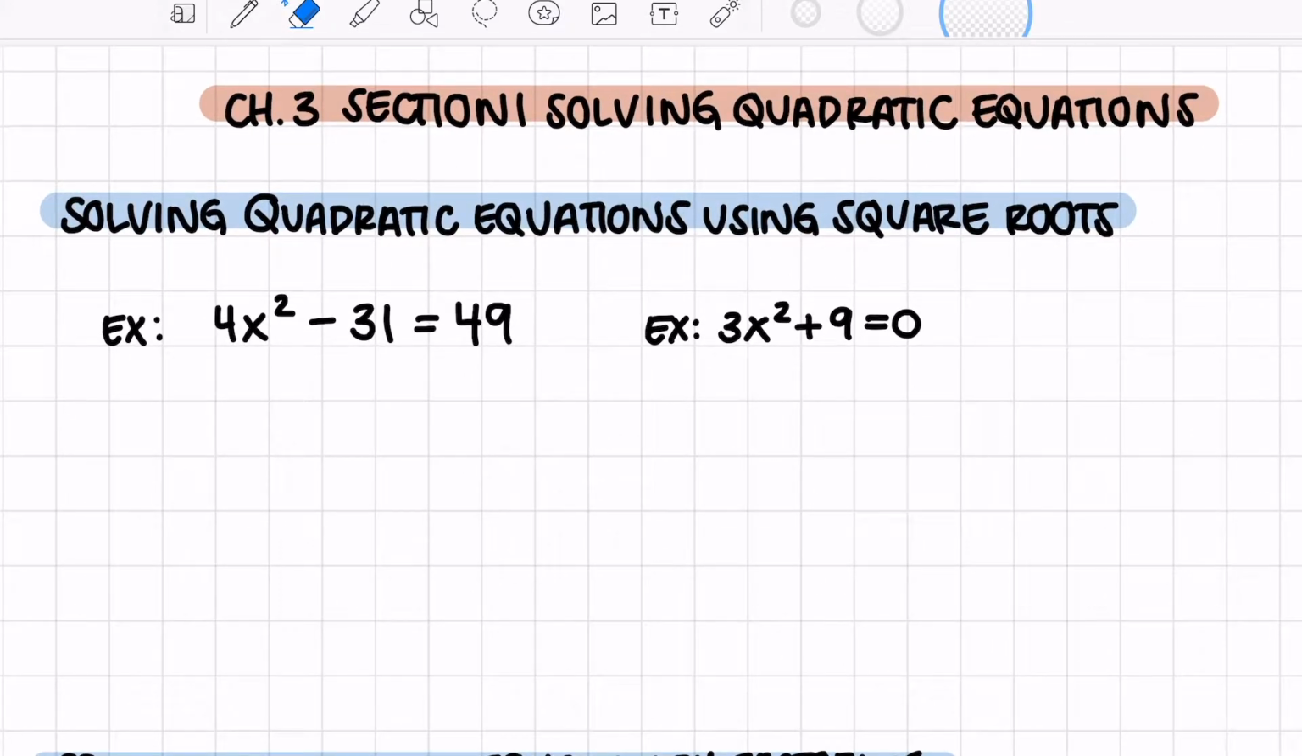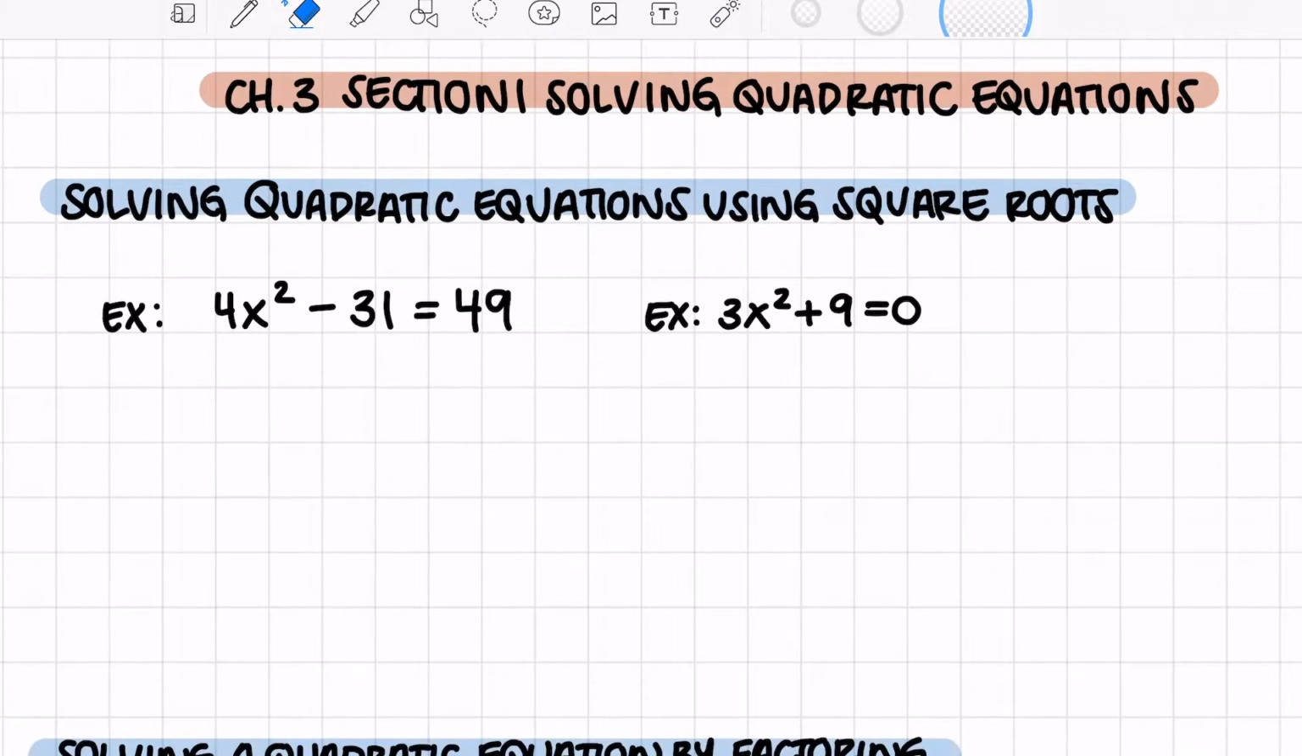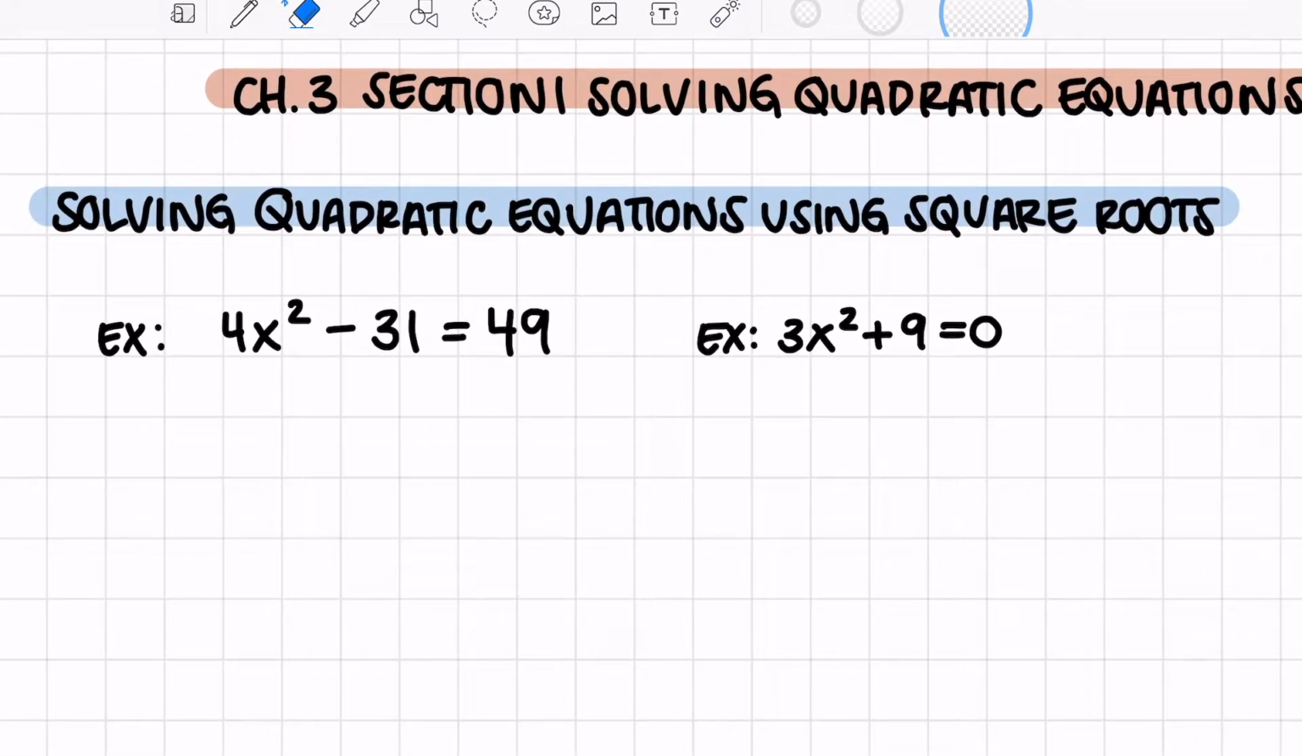Hi guys, so today we're going to be looking at Chapter 3, Section 1, Solving Quadratic Equations. Let's start off with the first one over here. We're asked to solve quadratic equations using square roots. So, to do this, let's start off first with the problem on the left side.